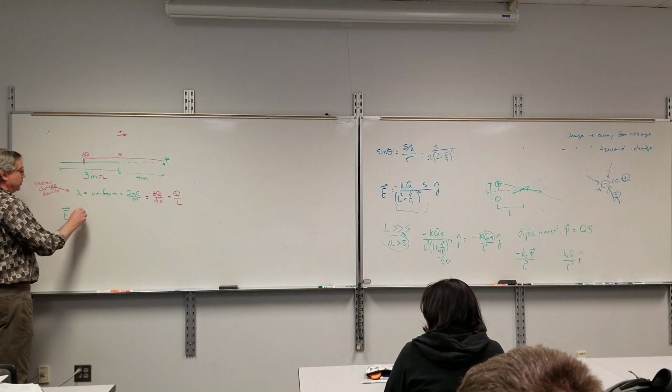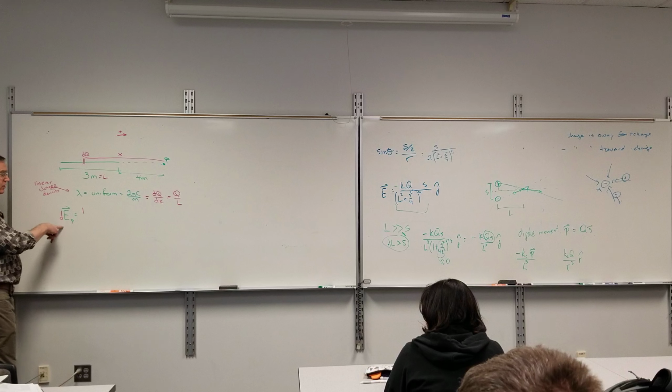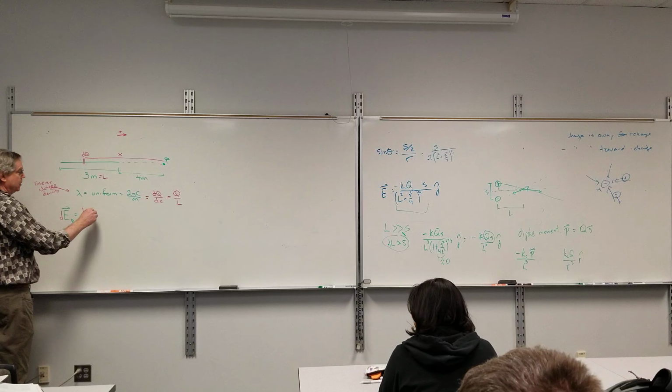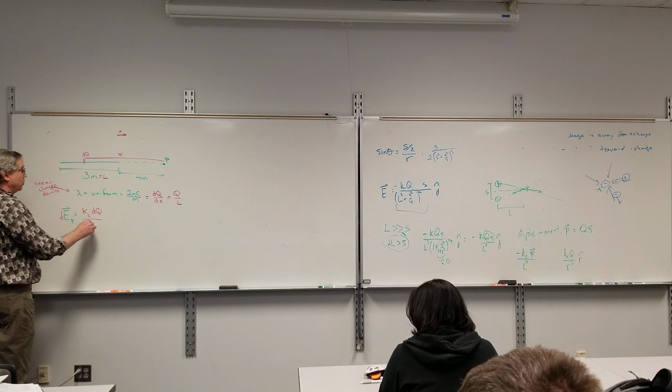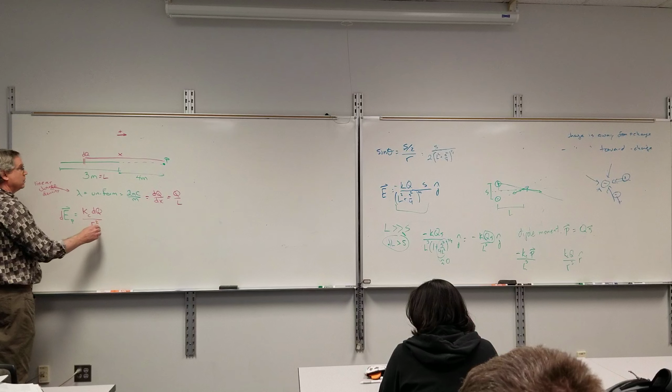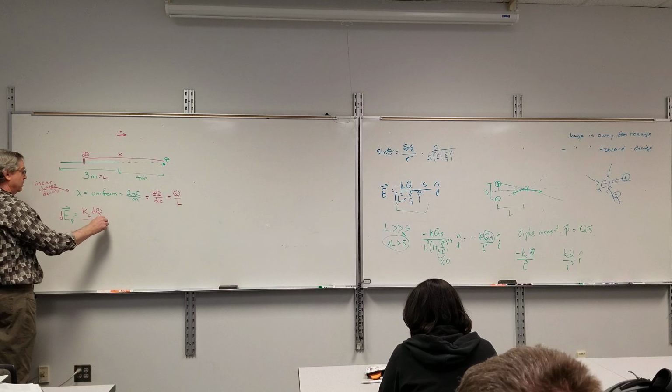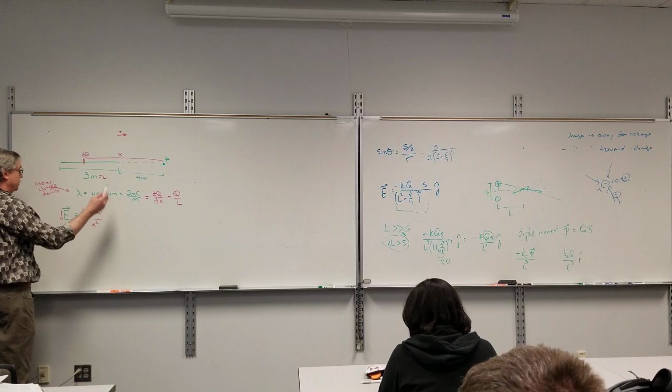It's going to be equal to, technically, the differential of E is going to be equal to k_C dq over r squared. Well, actually, I made that distance X, so over X squared, and it's in the positive direction.